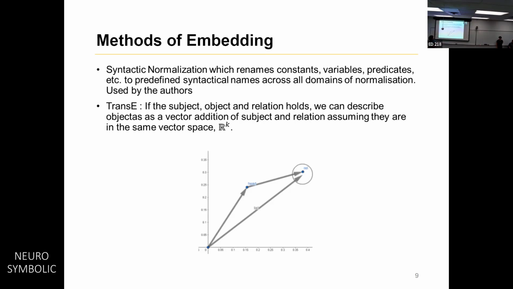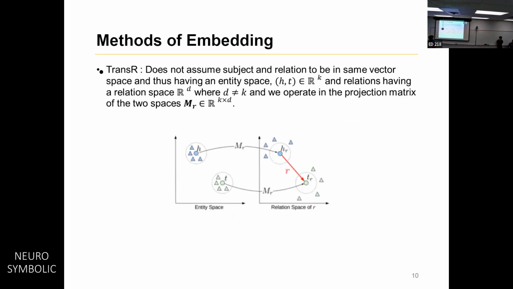Next slide, please. Obviously, it's not possible for all the relations, entities, objects and predicates to be in the same vector space. So we have an entity space which may or may not be the same as the relation space, and we have a projection in the form of a matrix into the relation space of size k by t, where t and k are not equal, that is the size of the entity space and relation space respectively. And then take the vector addition.